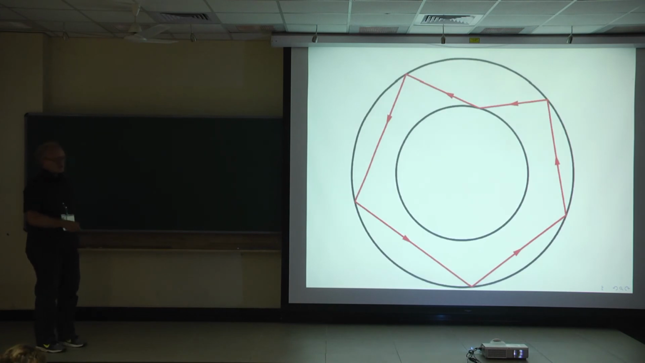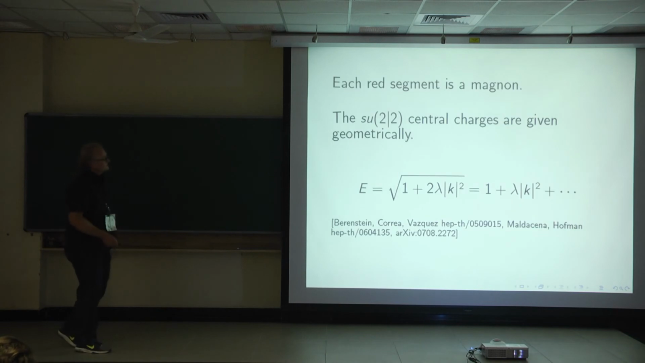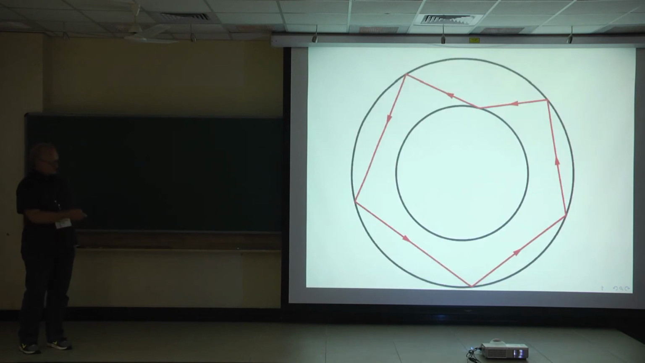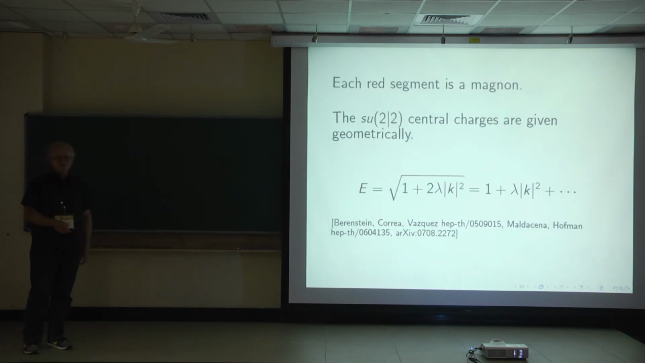If I draw this on the LLM plane, that's where the blue Zs would have sat. All of the Zs in between the magnons sit on this circle of radius equal to 1. Each red line corresponds to a magnon, one of the Ys. The advantage of looking at the LLM plane in the string theory description is that you can argue, following Maldacena and Hofman, that the SU(2|2) central charges are given geometrically. You simply look at each line segment corresponding to a given magnon, interpret that as a complex number, and that gives you the value of the central charge.